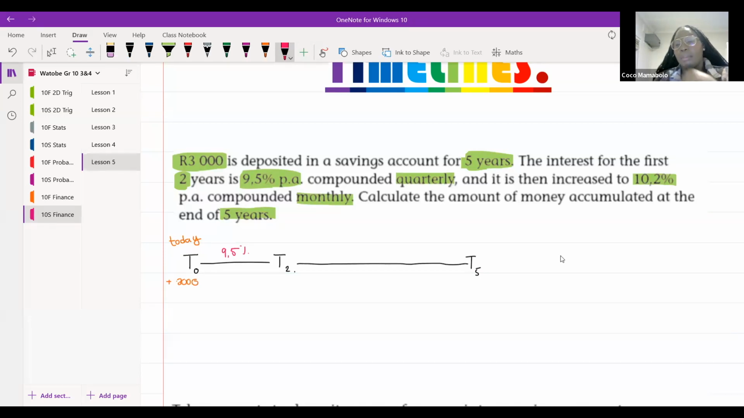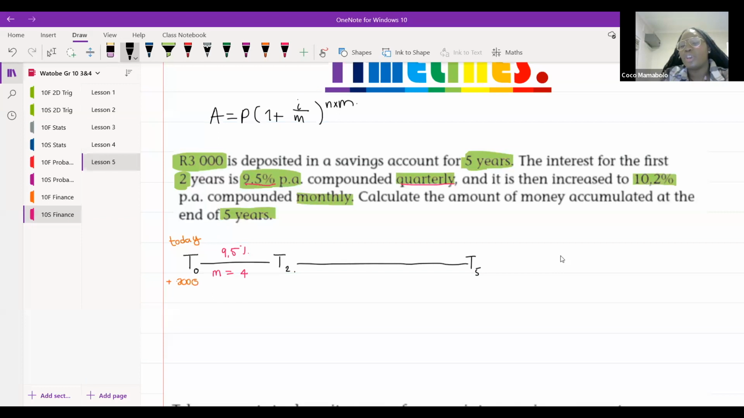9.5% per annum. But there's a catch, because what do I know about my M value for my calculation? What is my M value? This is 9.5% per annum compounded what? Correct. Because we know that this is compounded quarterly, our M is going to be 4. So we're now back at this formula: A is equal to P, open brackets, 1 plus I over M, to the power of M.